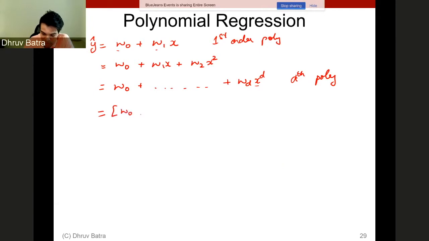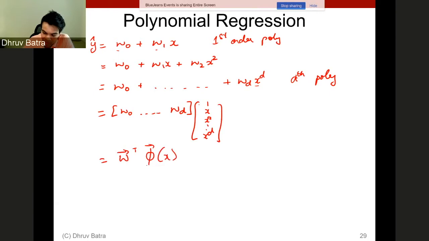I can do that by just stacking together all the w's into a feature vector and all the powers of x into a feature vector, and this is essentially w transpose phi of x, where phi is a feature function that takes x and stacks together its powers, and it gives me a vector of that. So this is still a linear problem. So this is linear in W.